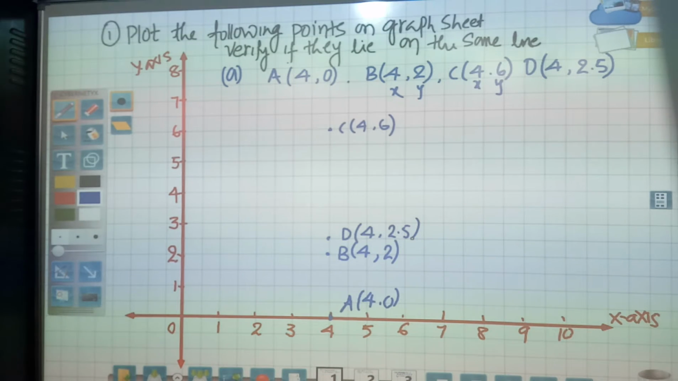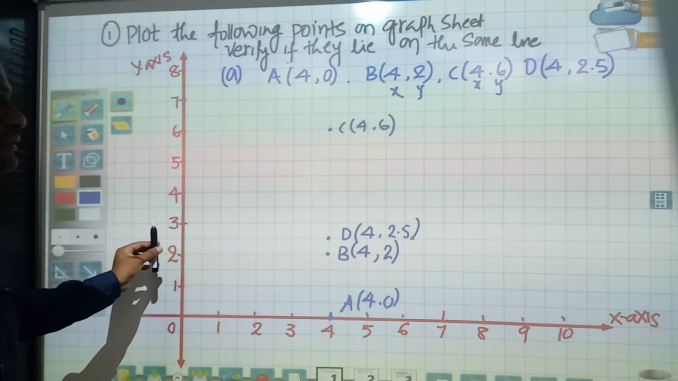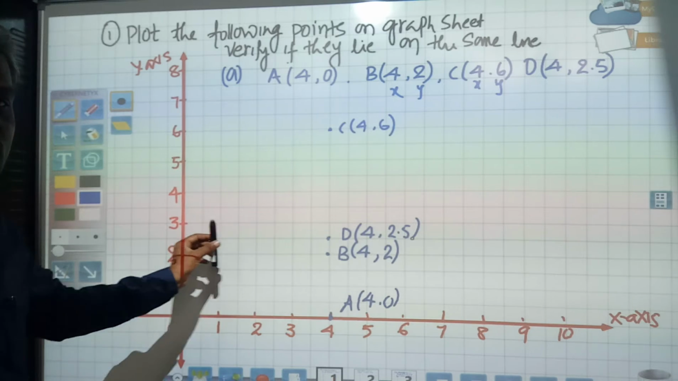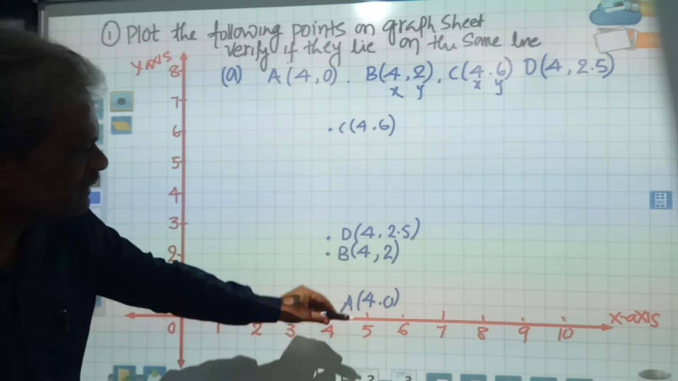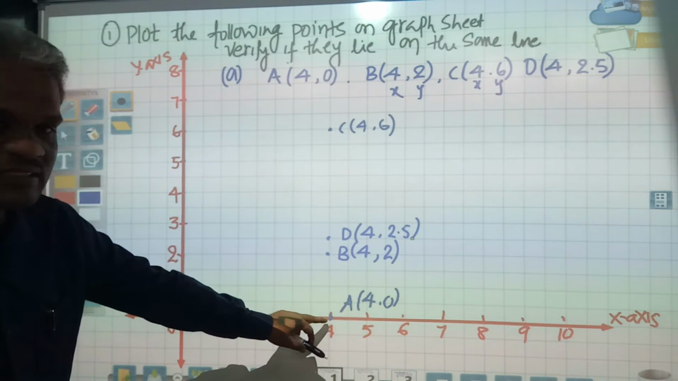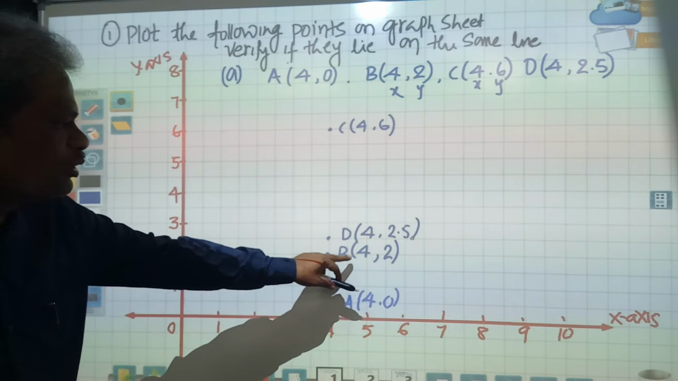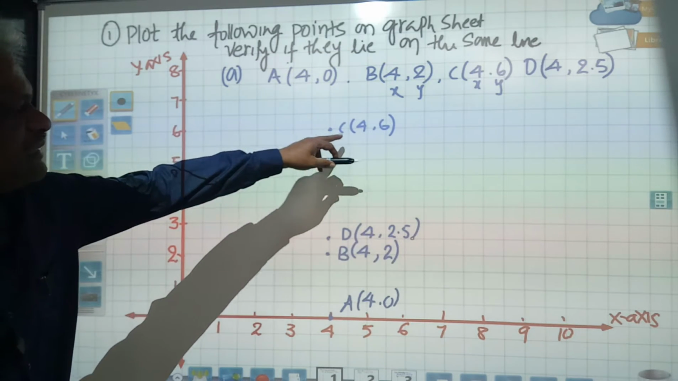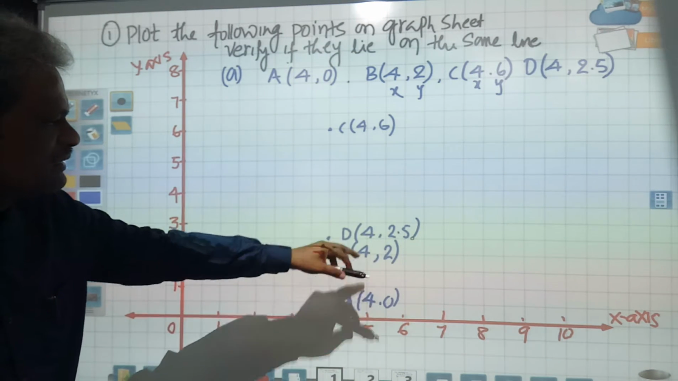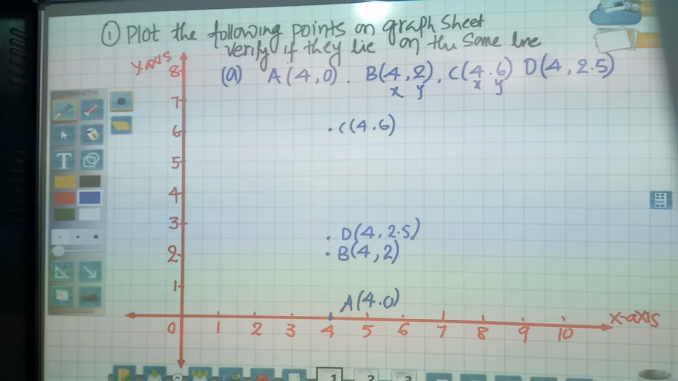So now look at this. All these points are at a distance of 4 units from the vertical line, that is the y-axis, and they are at different distances from the x-axis. First one is at 0 distance. Second, B (4, 2), is at a distance of 2 units, and this C is at a distance of 6 units, and this is at a distance of 2.5 units. Now what you have to do? You have to verify if they lie on the same line.